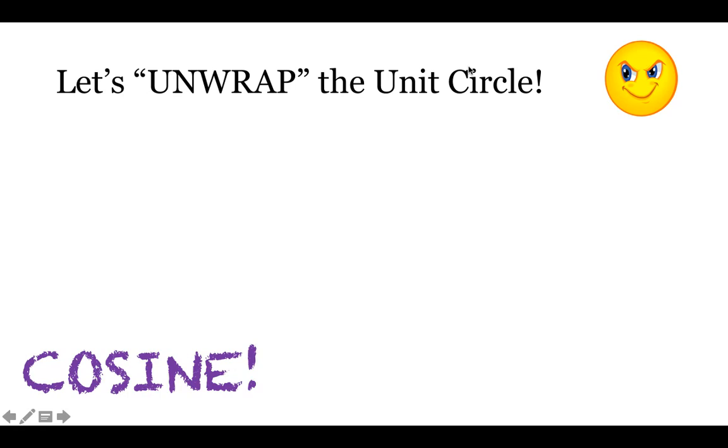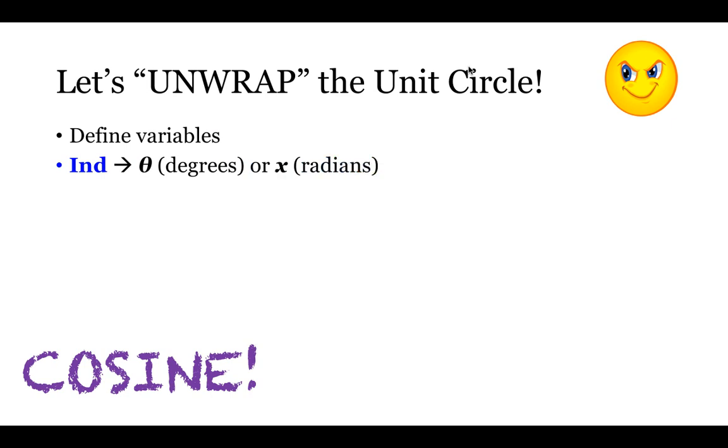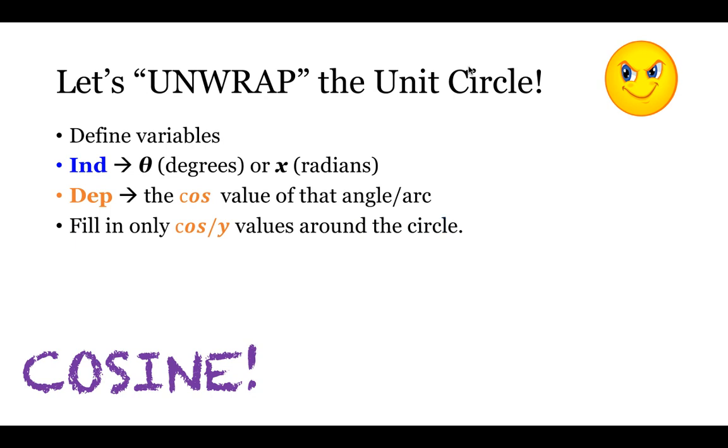Let's take a look at cosine, right? So that's what sine was. Let's take a look at cosine. So we're going to define the variables again. Remember, theta is degrees, x is going to be radians. Now my dependent variables are the cosine value of that angle or that arc. And we're going to fill only the cosine. Oh no, this has a mistake. What should this be? This should definitely be an x. The x values are on the circle.